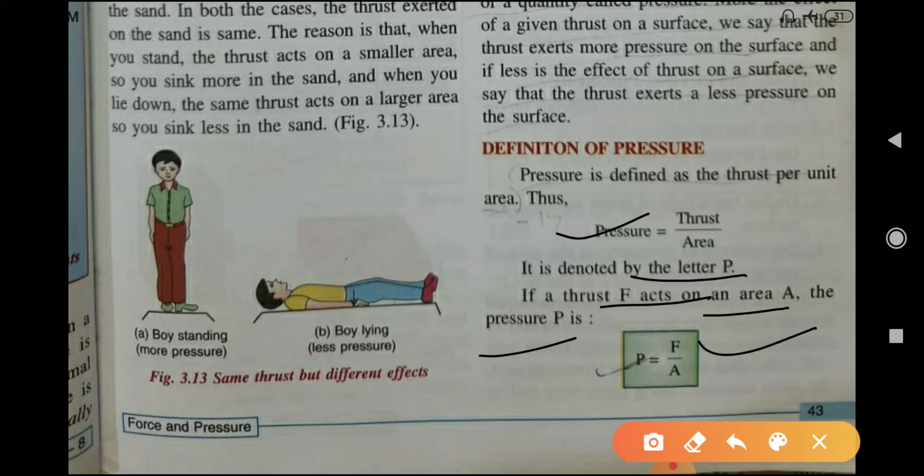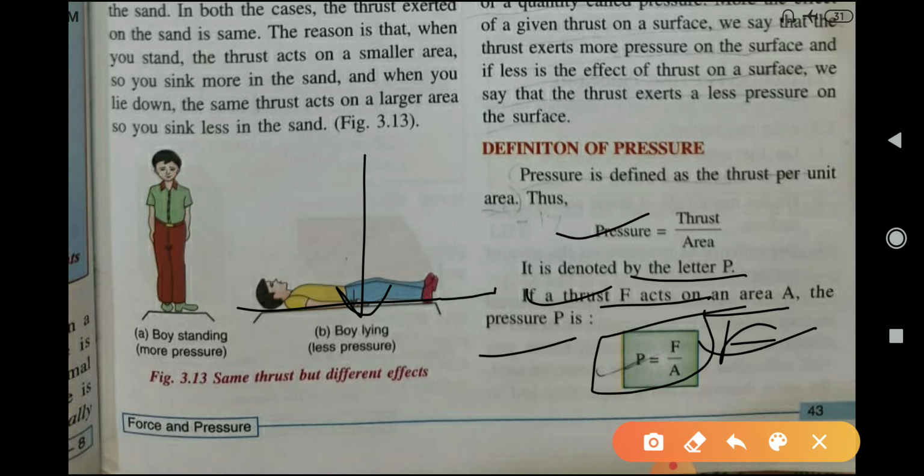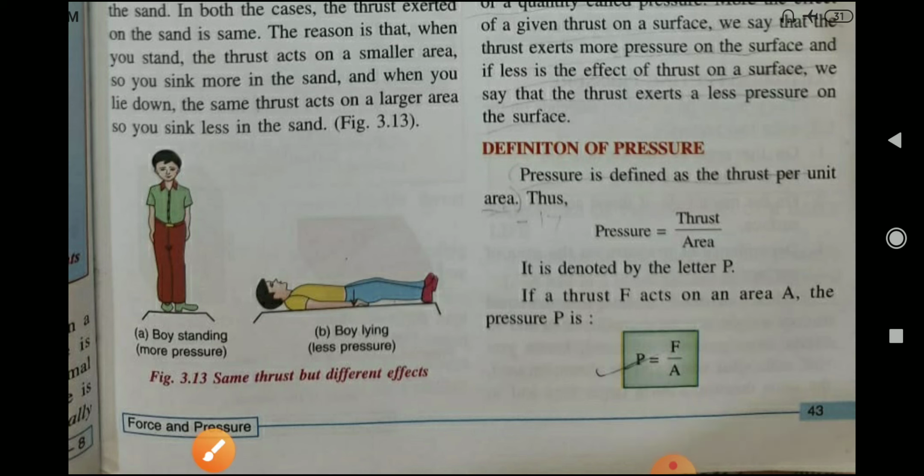So what is thrust? It is a force that acts on a surface in a direction normal to the surface. So we can write thrust as F and area as A. So the formula of pressure will be P equals F upon A. I hope you all have understood what thrust is and what pressure is.